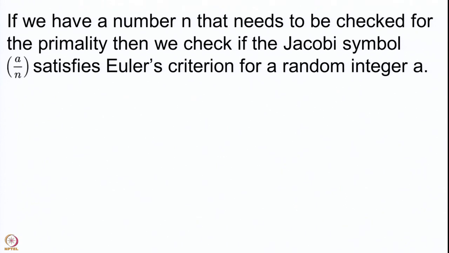Now you may ask whether we can compute the Jacobi symbol without knowing the factorization of n. Remember, we are going to test the integer n for primality. So we do not know whether n has a factorization or not. If we already knew that n has a factorization, then we would not need to check n for primality.